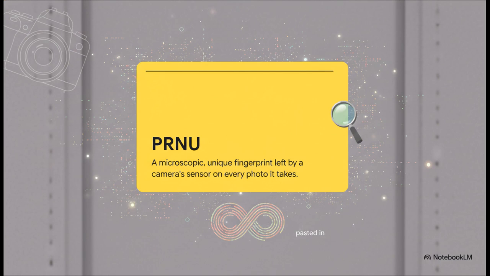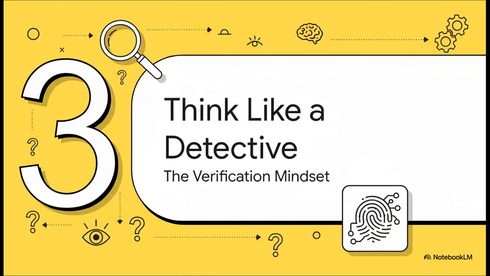Every single camera sensor has these tiny little imperfections that leave an invisible, unique fingerprint on every photo it takes. So if different parts of an image have a different PRNU pattern, it's a dead giveaway that those parts were taken by different cameras and pasted together. No way around it. Okay, on to our last and, probably our most important tool.